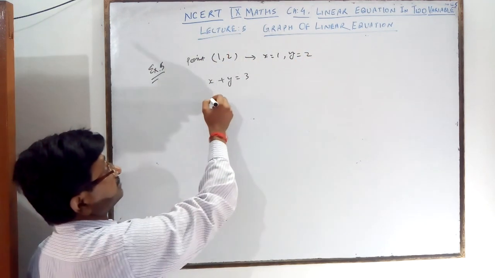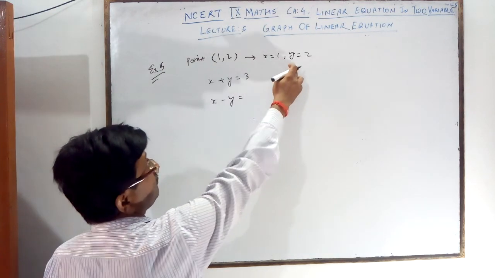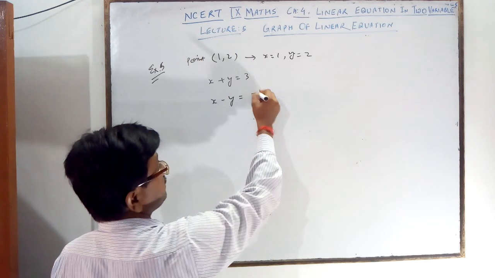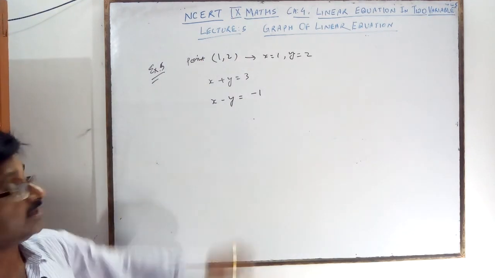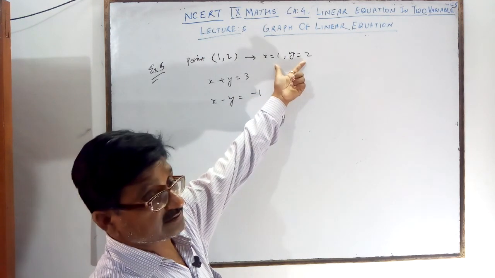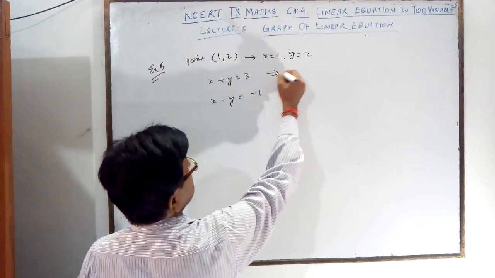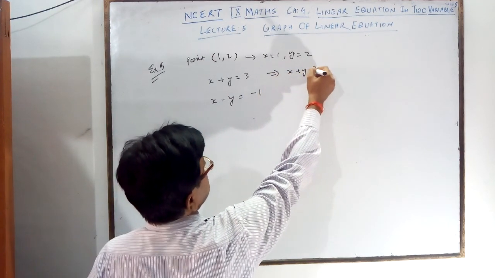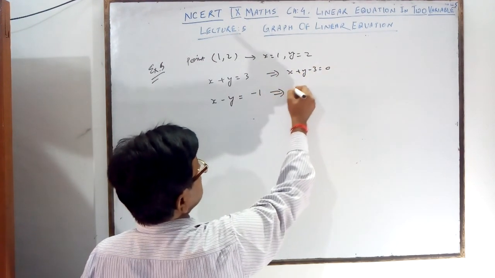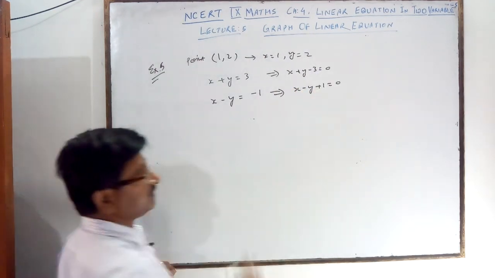What will you get? x minus y, 1 minus 2, which is minus 1. You are getting the value on this basis, and your result must be this when you get LHS equal to RHS. This you can write as x plus y minus 3 is equal to 0. This you can write as x minus y plus 1 is equal to 0. It is a standard form.